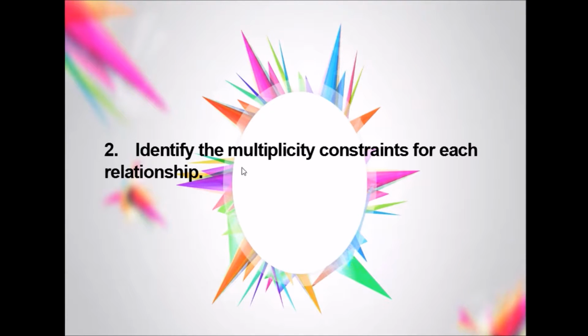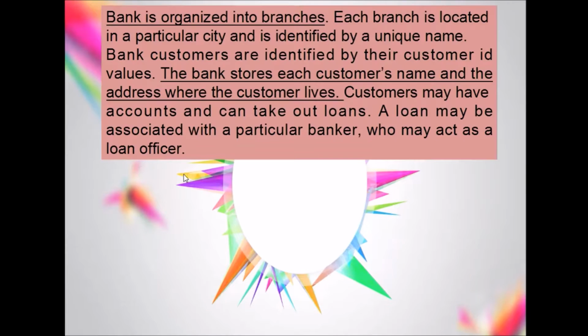So the second question: identify the multiplicity constraint for each relationship. The first: the bank is organized into branches. Each branch is located in a particular city and is identified by a unique name. Bank customers are identified by their customer ID value. So the bank stores each customer's name and the address where the customer lives. A customer may have an account and can take out a loan. A loan may be associated with a particular banker who may act as a loan officer.